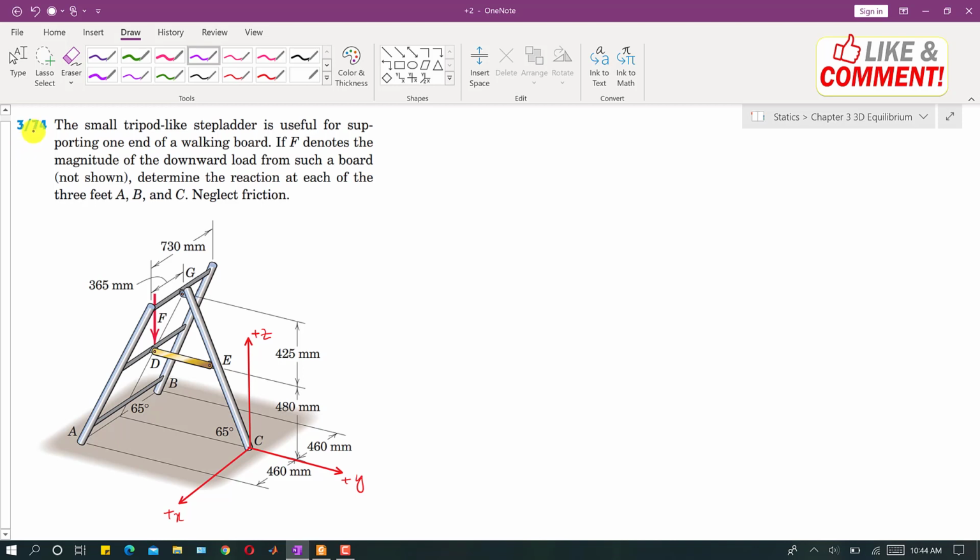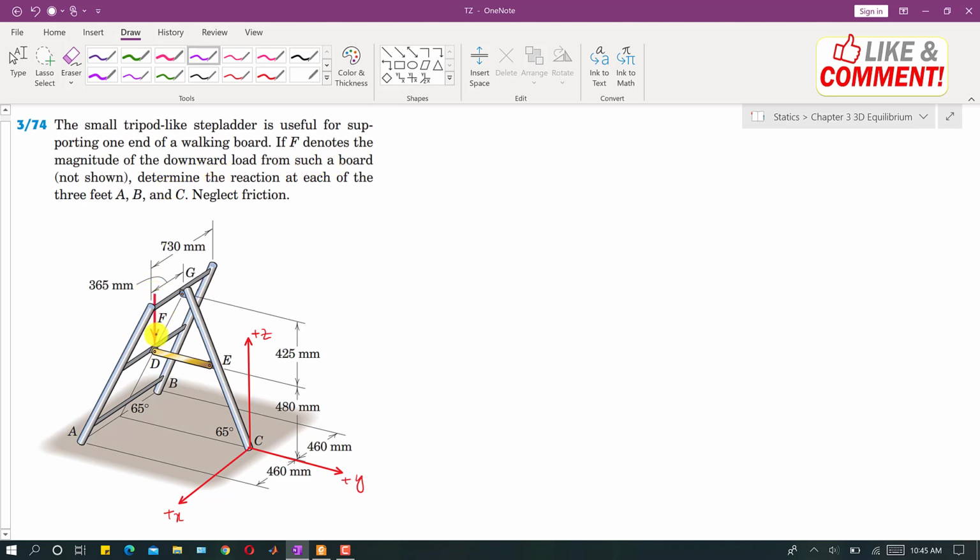Now I am going to solve this problem 374. It is said that the small tripod-like step ladder is useful for supporting one end of a walking board, right? So this is the stand of the walking board, that is the portable board. It says that if F denotes the magnitude of the downward load from such a board, the board is not shown but the load is shown, right?